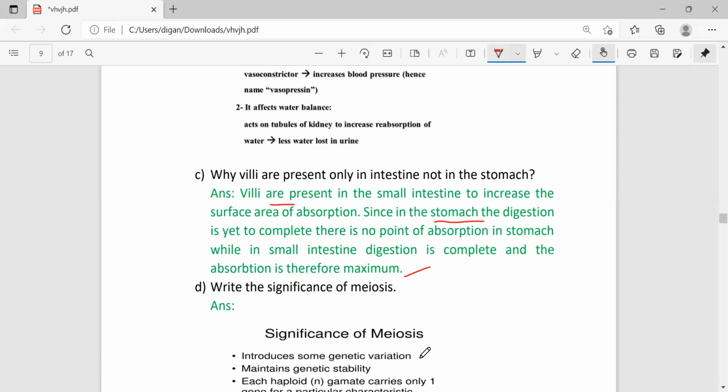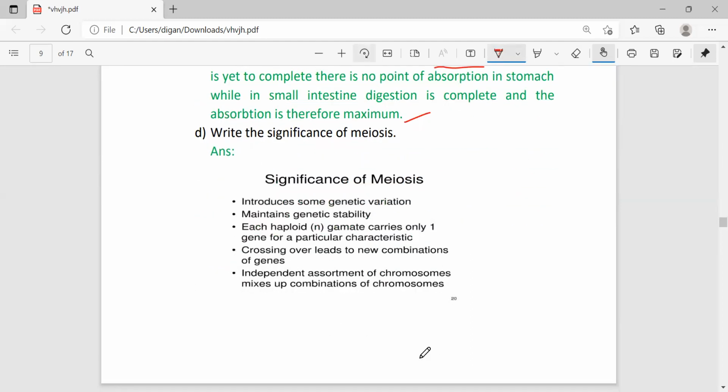The next question, write the significance of meiosis. This induces some genetic variation. In meiosis cell division, crossing over takes place. Crossing over means the exchange of parts of sister chromatids takes place. As a result, some variation is seen in meiosis.